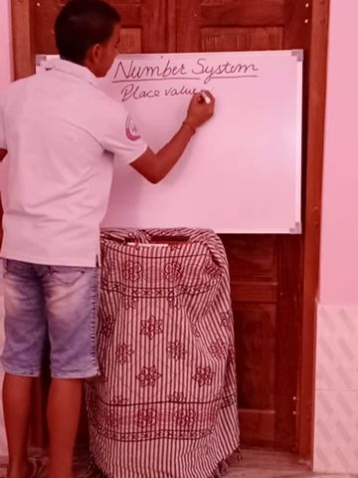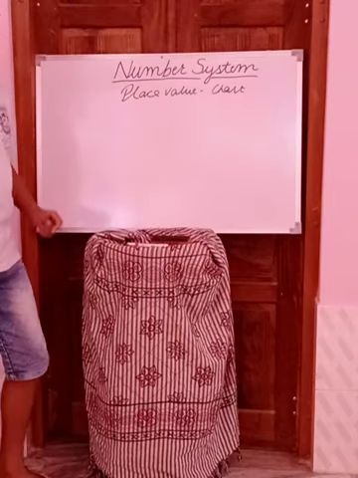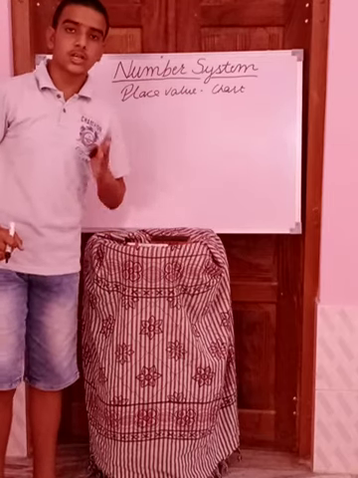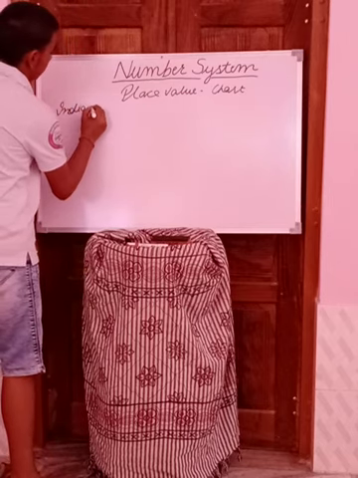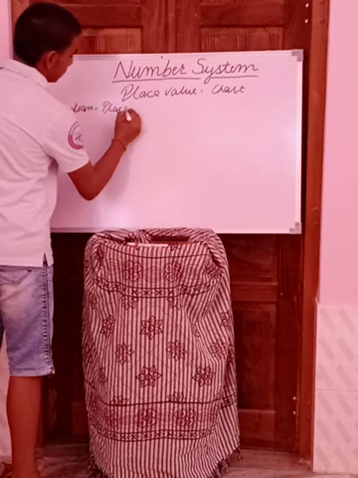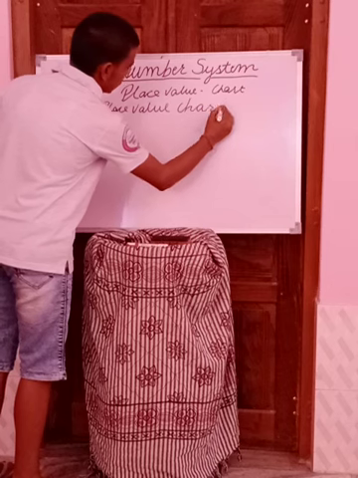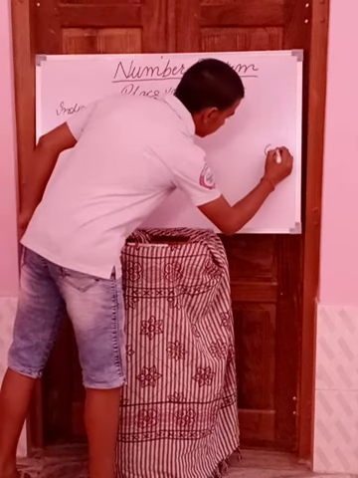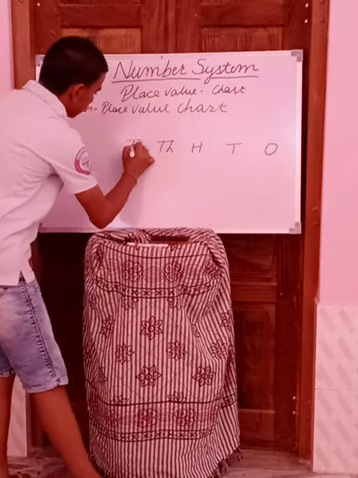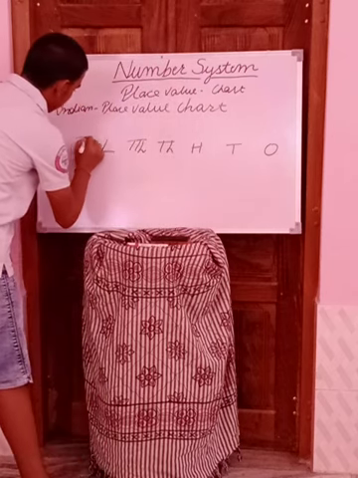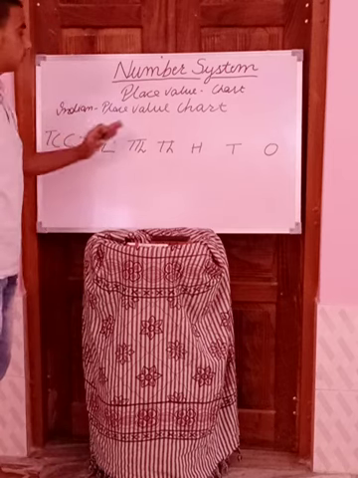So now let's discuss the place value chart. First of all, let's discuss the Indian place value chart. The Indian place value chart is a chart which is used in the country of India. It is like this: ones, tens, hundred, thousand, 10,000, lakh, 10 lakh, crore and 10 crore. This is the Indian place value chart.